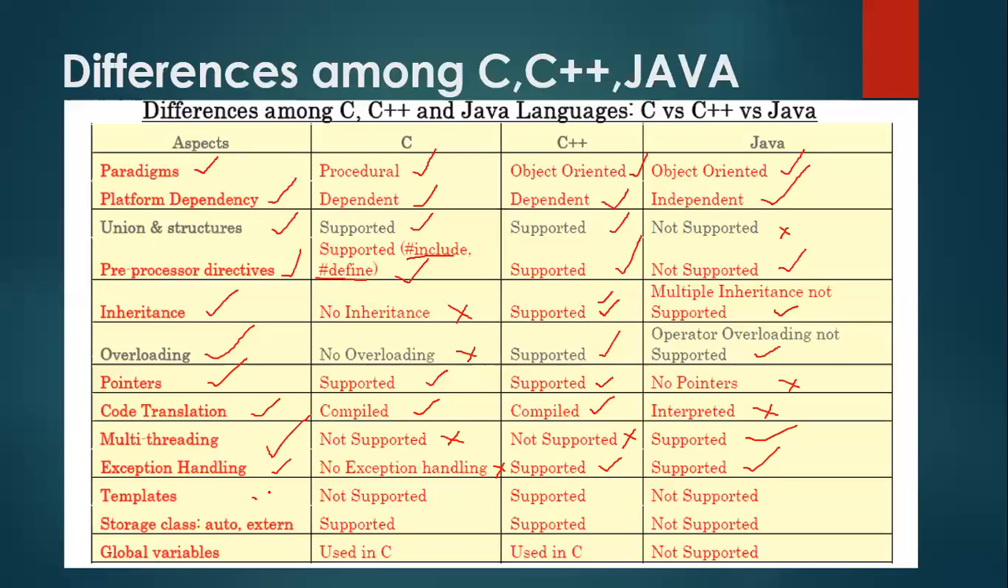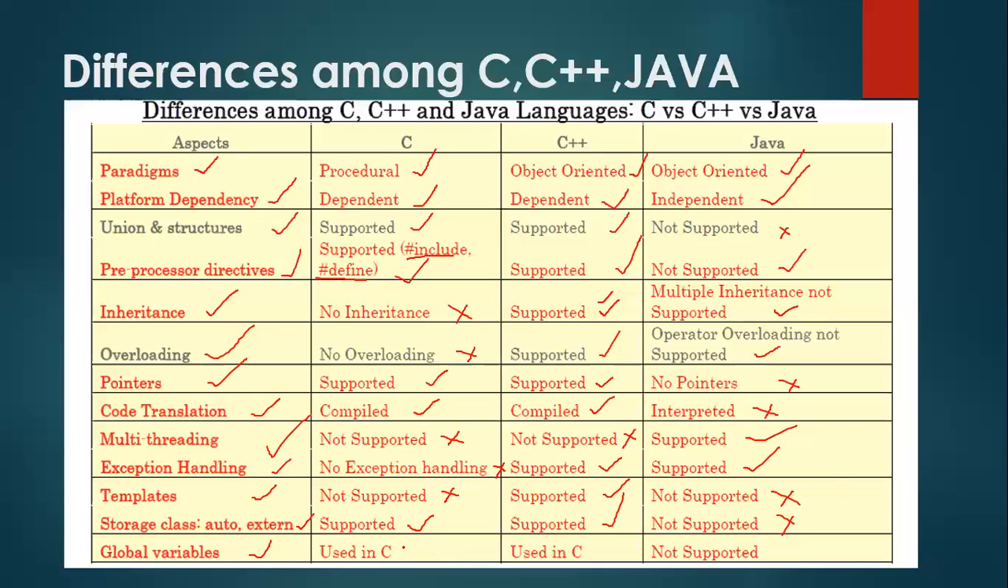And another concept, templates. This concept is not supported in C. It is supported only in C++, and this concept is not supported in Java also. And another aspect, storage classes like auto, extern, register, etc. In C language, storage classes are there. You have already studied. In C++ also you can use all these storage classes, but in Java there is no support of storage classes. You cannot use auto, extern, register keywords in Java.